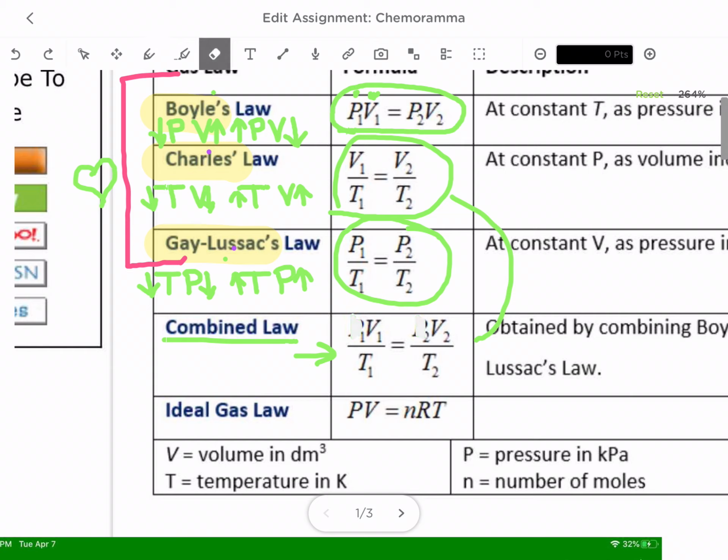Let's check and see if it works for Gay-Lussac's law. Gay-Lussac liked what? Toilet paper. That's right. So I'm going to cross out the V because he only liked toilet paper. Oh, look. There you go. So if you're going to memorize one, you should memorize that one.